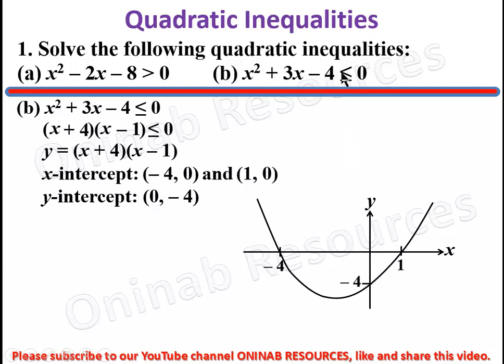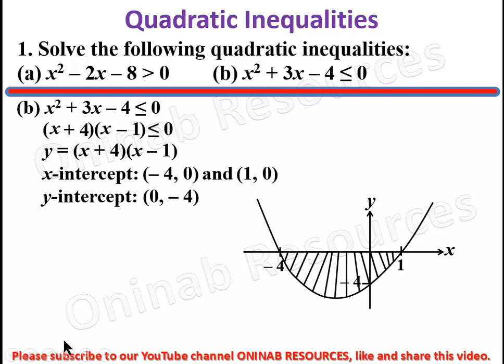Now since it is less than or equal to, it is negative value of y, that is below the x-axis. So below the x-axis is this enclosure. So we shade it. Now that is the region which satisfies the solution of the quadratic inequality x squared plus 3x minus 4 less than or equal to 0.